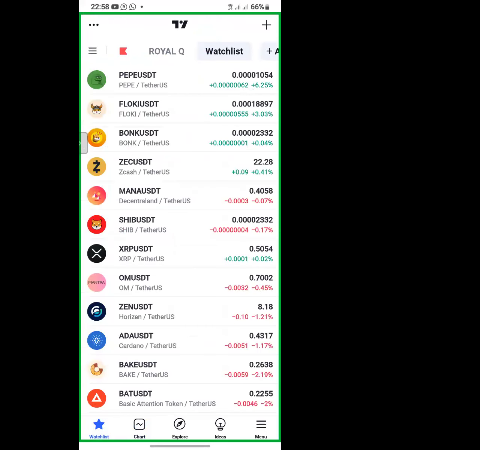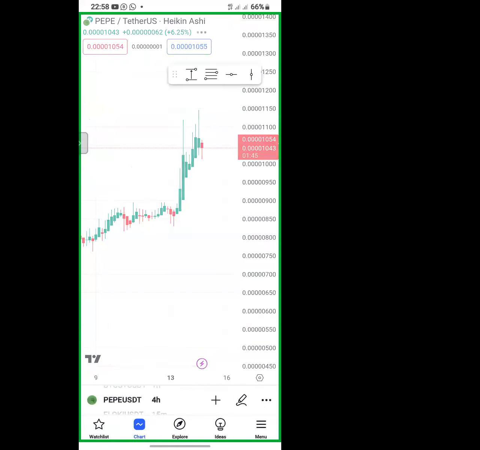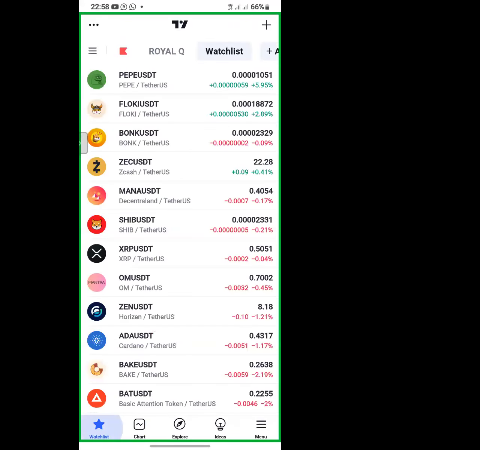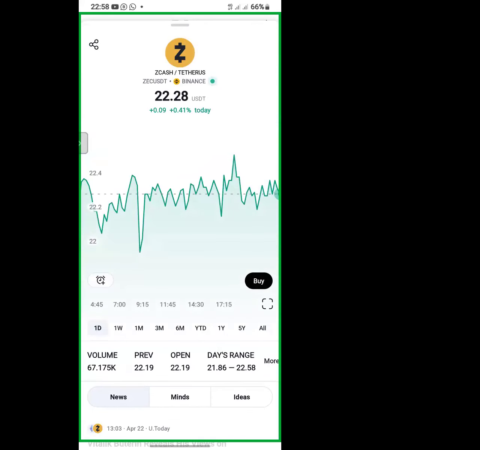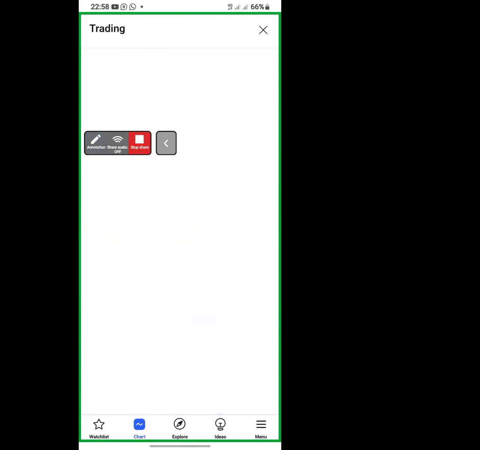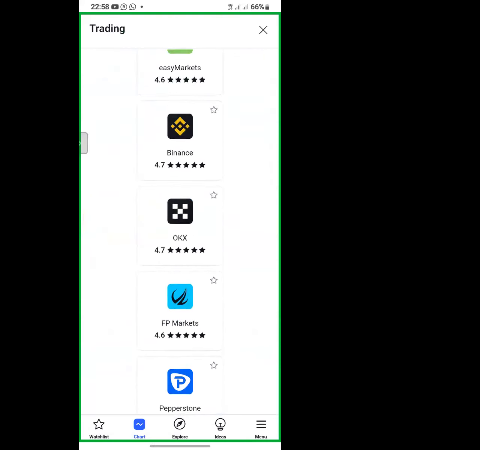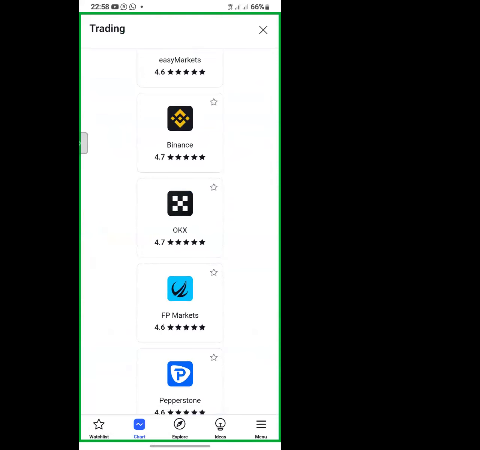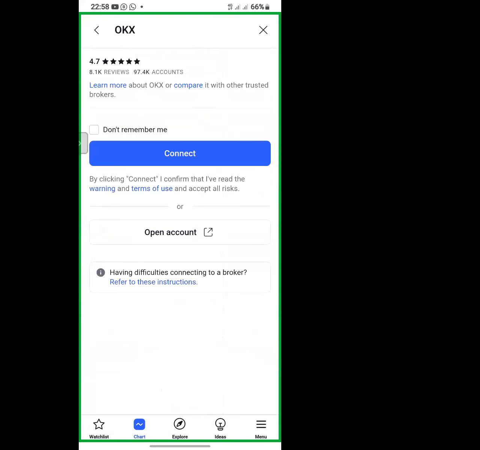Let's say that I want... This is Bonk. So when you click on it, they tell you to buy it. So you cannot trade here. When they tell you to buy, it will just link you. They'll tell you to link it with the exchanges that you're using. So if I'm using Binance, I'll have to go to Binance.